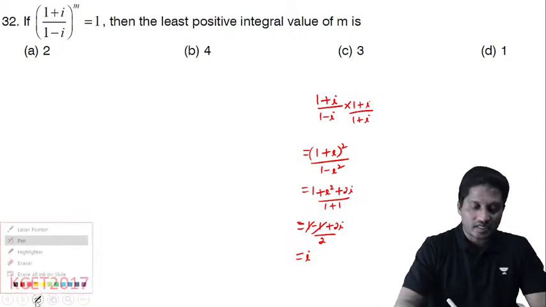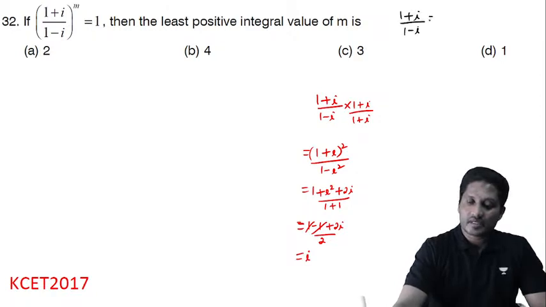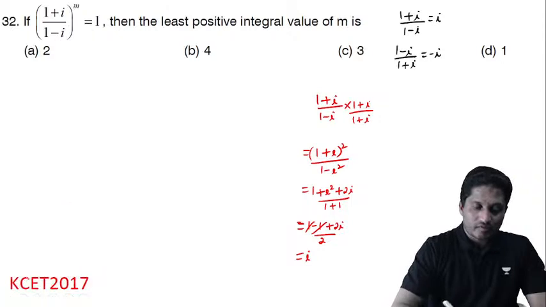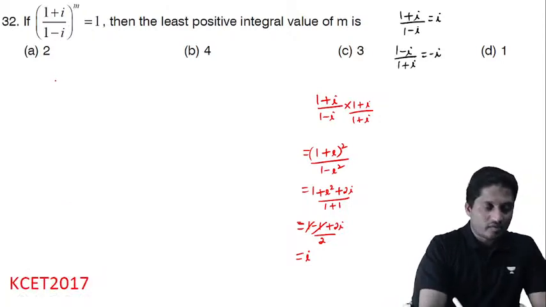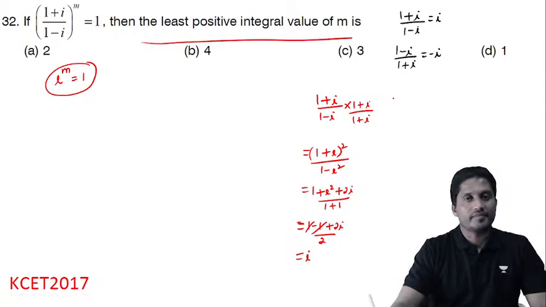See, actually it's a standard result. Remember it as it is, rather than doing all that. 1 plus i divided by 1 minus i is plus i. Similarly, 1 minus i upon 1 plus i is equal to minus i. Now 1 plus i by 1 minus i is equal to i. i to the power of m is equal to 1. He's asking what should be the integral value of m.